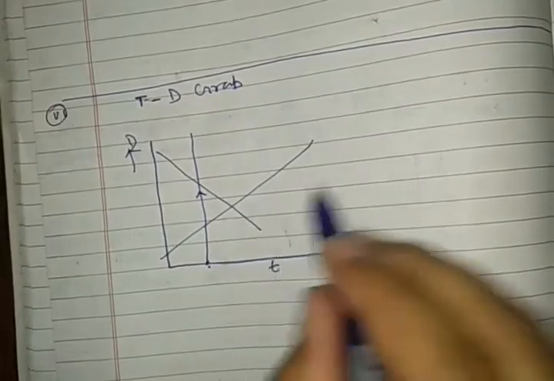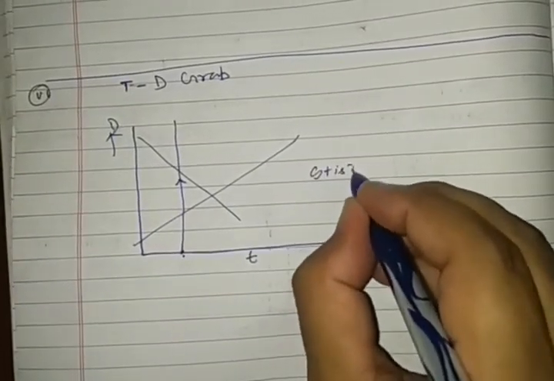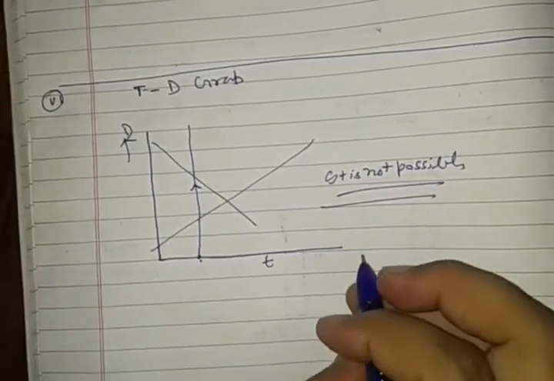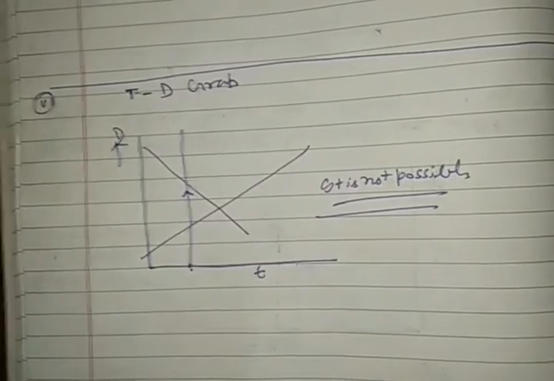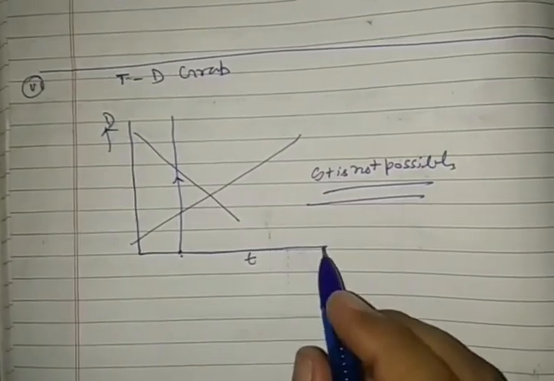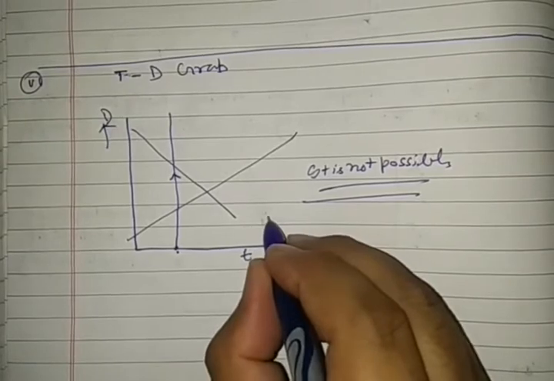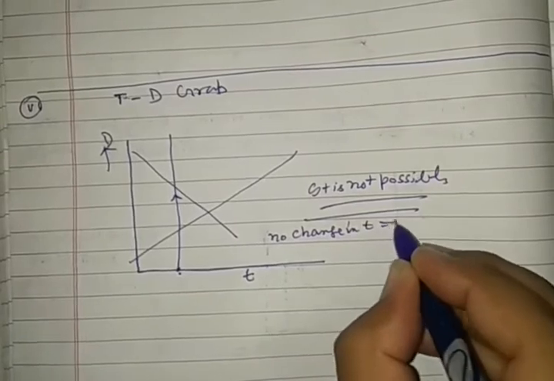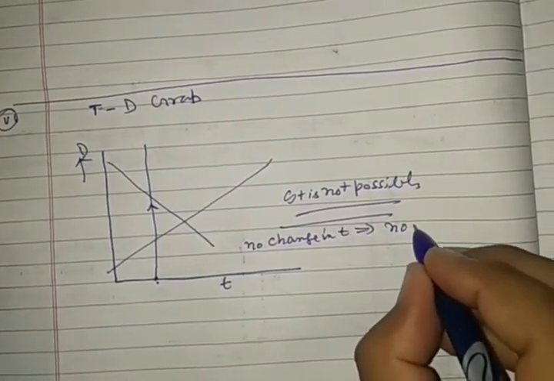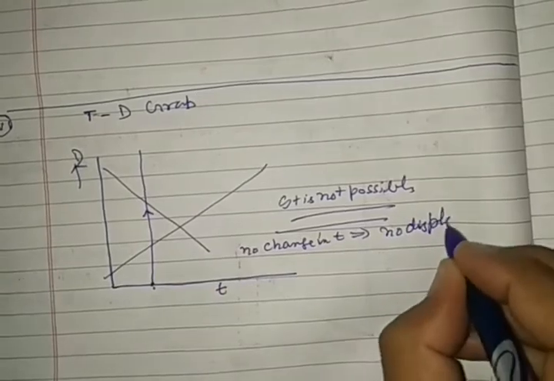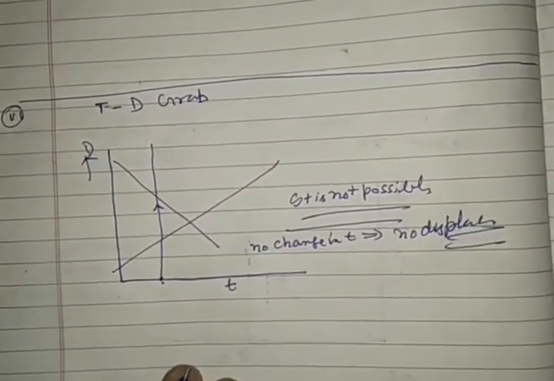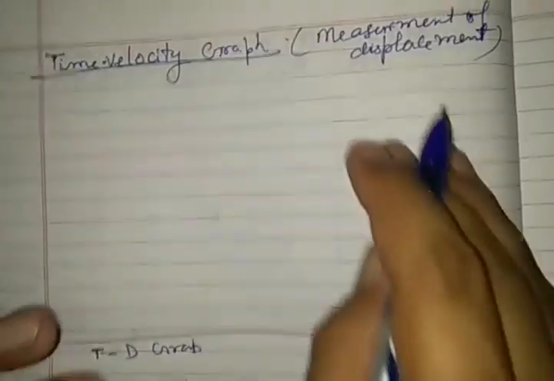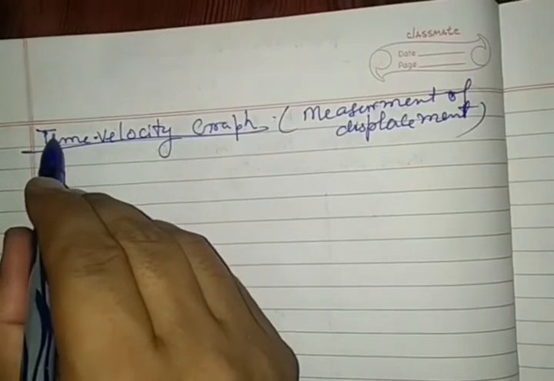It is not possible. If there is no change in time, provided that no displacement. Displacement occurs with the time. It's very important. Now see, we are going to see one more type of curve.